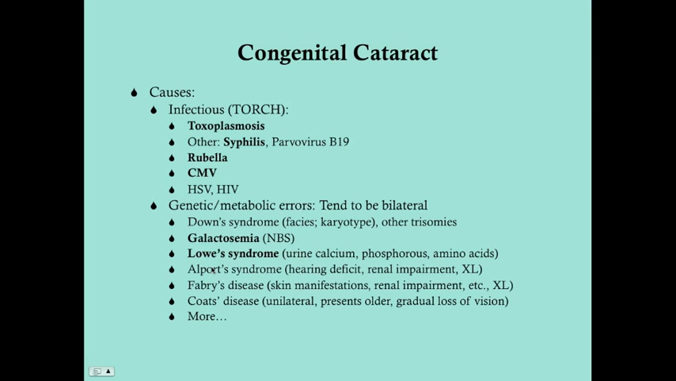But it's just good to know that these can cause congenital cataract. But as far as the USMLE is concerned, what you should be aware of is TORCH, and then Down syndrome, galactosemia, and Lowe's syndrome. And there's other causes as well. So this isn't even the gist of it. There's a lot more, but I just put your basics here.